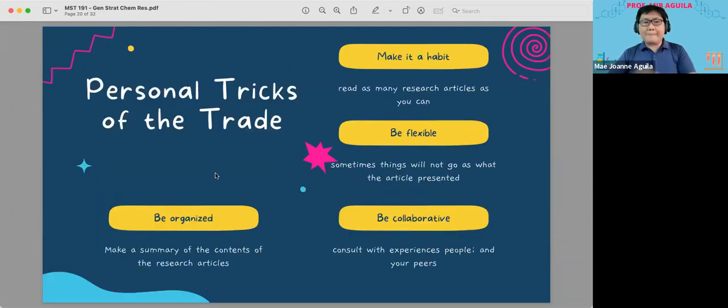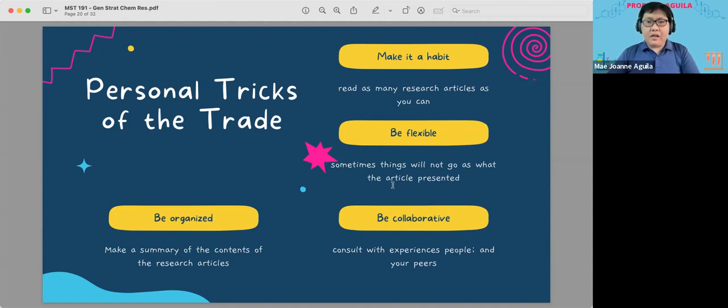So these are some tricks that I can share with you. First, make it a habit, or you can share with your students, make it a habit. Make literature search a habit. As much as possible, encourage your students to read as many research articles as they can, to be familiar with the topic, to really learn what has been done already about the topic, and to have a better picture of what they can do about the topic.